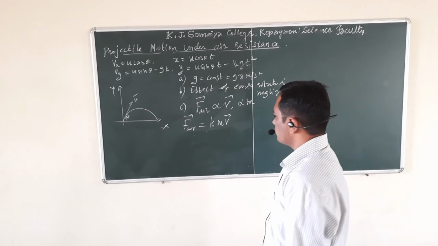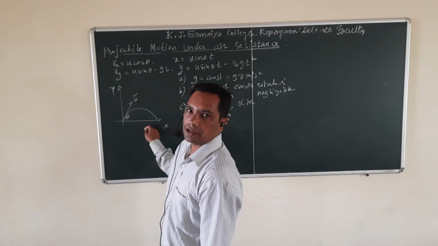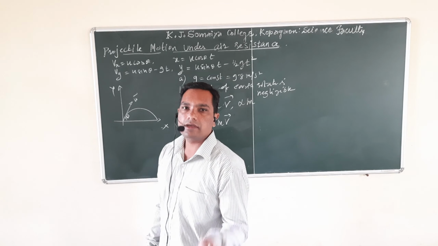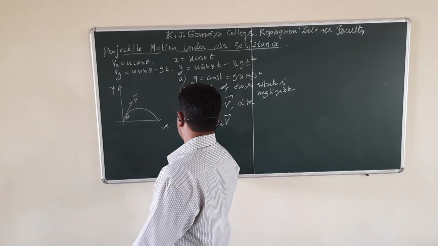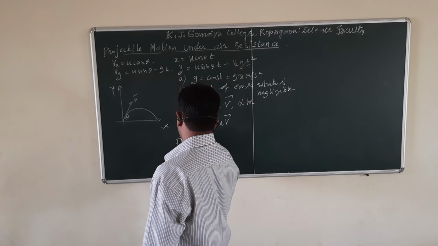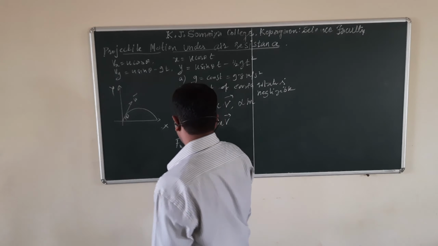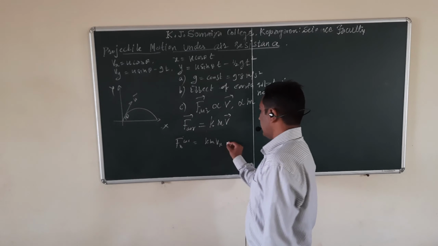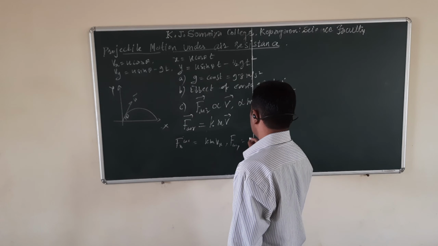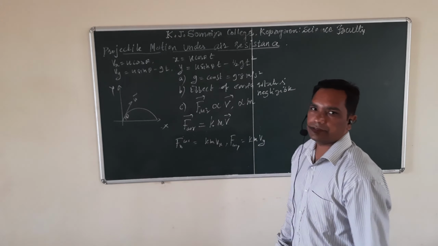Now next, we know that projectile motion is a planar motion, which means we have to take two axes into consideration, x and y. So the force of air resistance whose x component is km into the x component of velocity, and the force of air resistance whose y component is km into the y component of velocity.